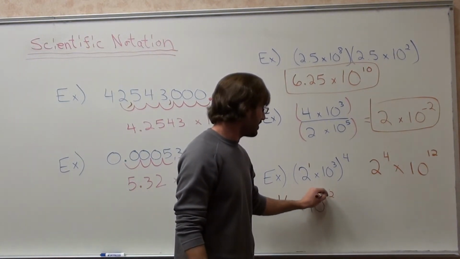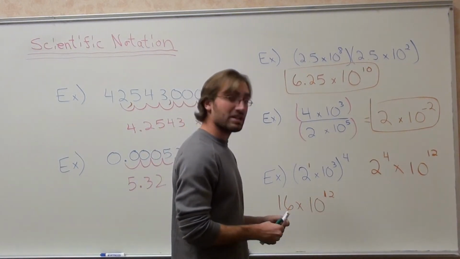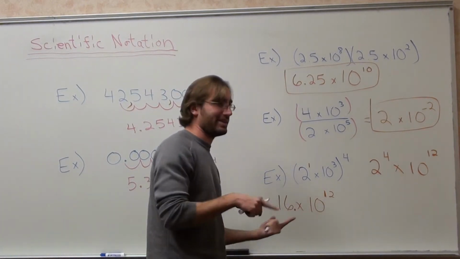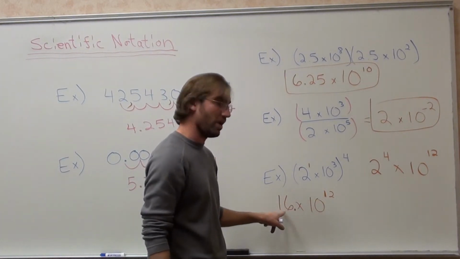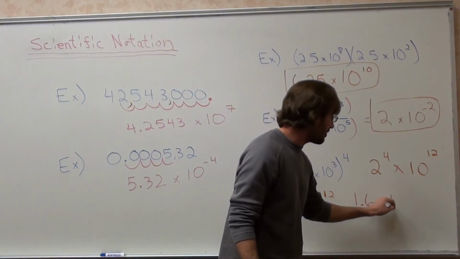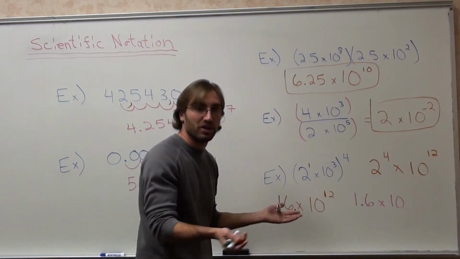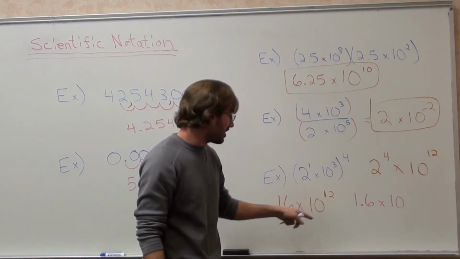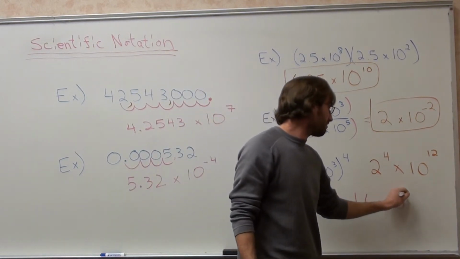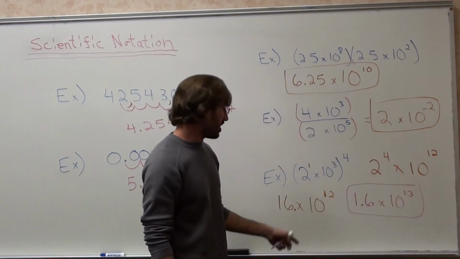That is not the answer. That is not scientific notation. See, the decimal is right here. I want it after the first number that's not a 0 from left to right, so it should actually be right there. So it's 1.6 times 10 to the power of, and since this number was bigger than 1, 16 is bigger than 1, the exponent's going to get bigger every time we move it. So instead of 12, it's going to be 13.